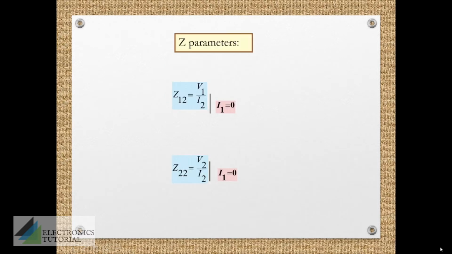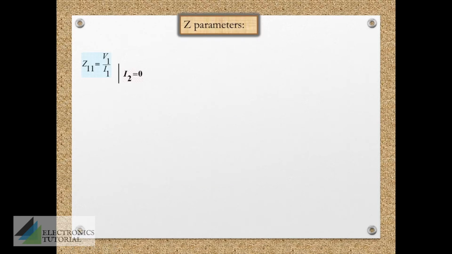I repeat the equations. Z12 is equal to V1 by I2 when I1 is equal to 0. Z22 is equal to V2 by I2 when I1 is equal to 0. Each parameter has got its own name. Z11 occurs in the input port and it is called input impedance. And that too, it is obtained by open circuiting the circuit. So, it is called open circuit input impedance.